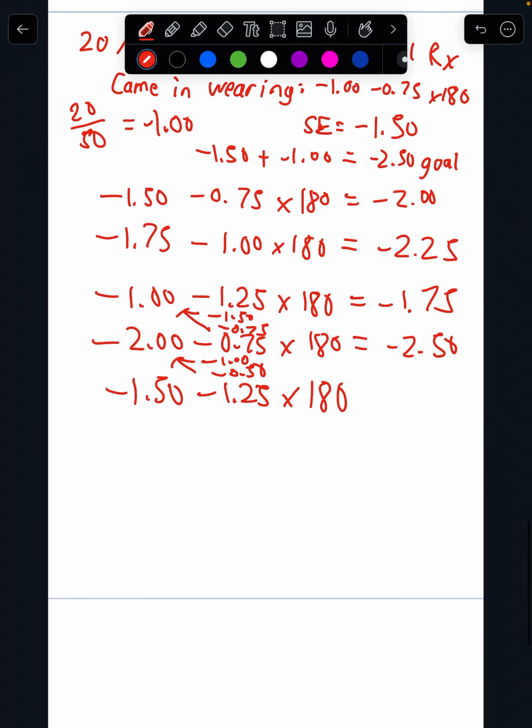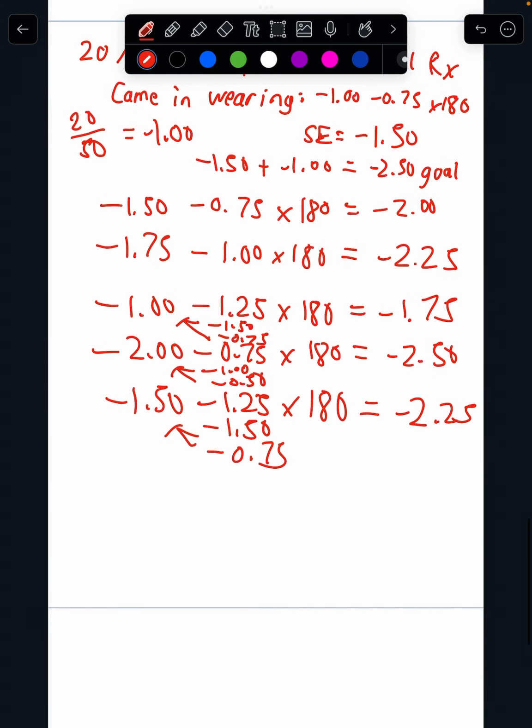And then I'll just do this one just in case. So -1.25, I'm going to round that up to -1.50. I'm going to take half of that, -0.75. I'm going to add that to -1.50, and that equals -2.25. So that one's also wrong. So our final Rx for this patient would be -2.00 -0.75 x 180.